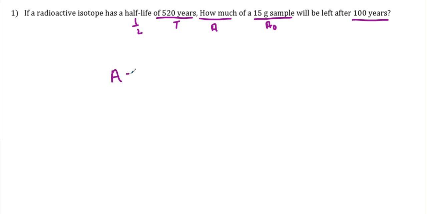We would have our amount, which we don't know, equal to our initial amount times what's going on with the problem. We're taking a half-life. And we want to find out after t years, 100 years, how this works out. So 100 over 520. We just put this in the calculator.